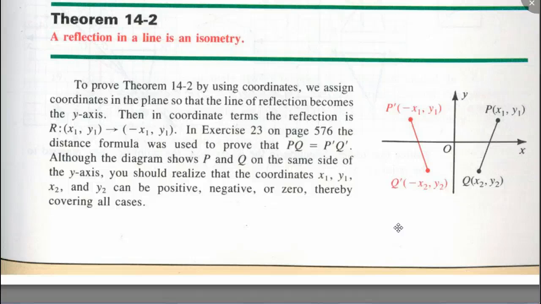Although the diagram shows P and Q on the same side of the y-axis, you should realize that the coordinates (x sub 1, y sub 1) and (x sub 2, y sub 2) can be positive, negative, or 0, thereby covering all cases. So it covers every case. Emily, it looks like P and Q have to be on the right side. Does it have to? No, because (x sub 1, y sub 1) and (x sub 2, y sub 2) could be any ordered pair. That's why we use these variables. So does that answer your question?